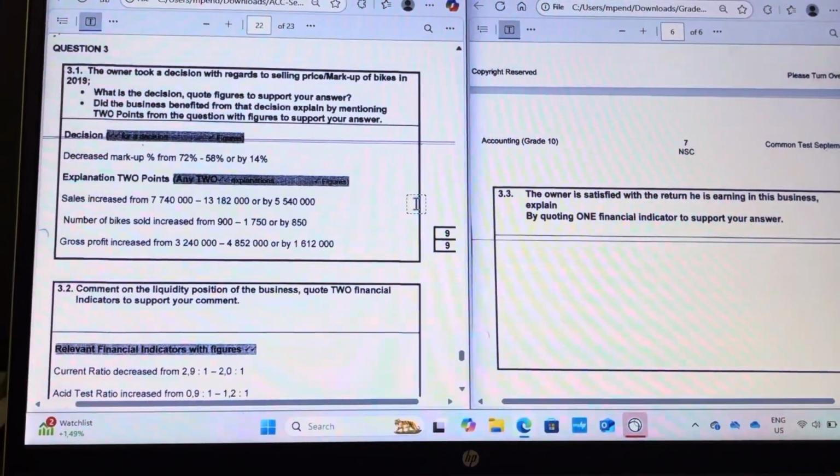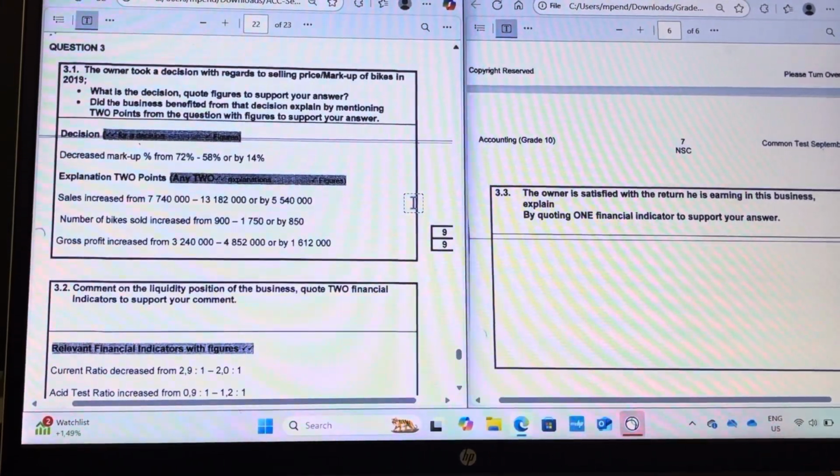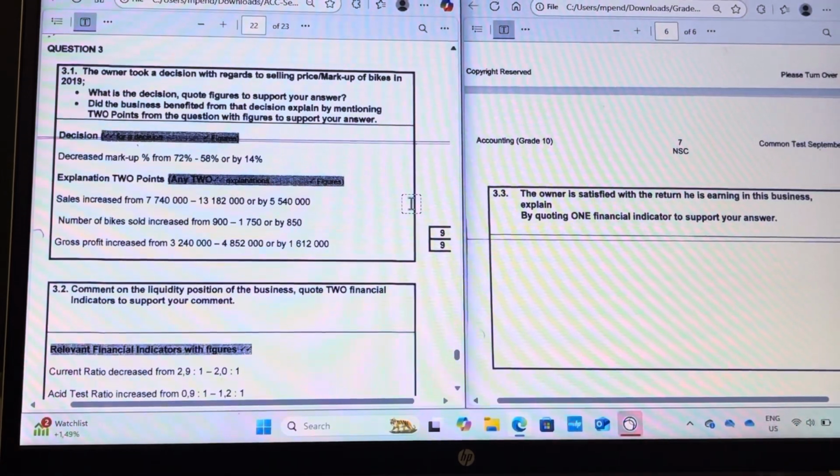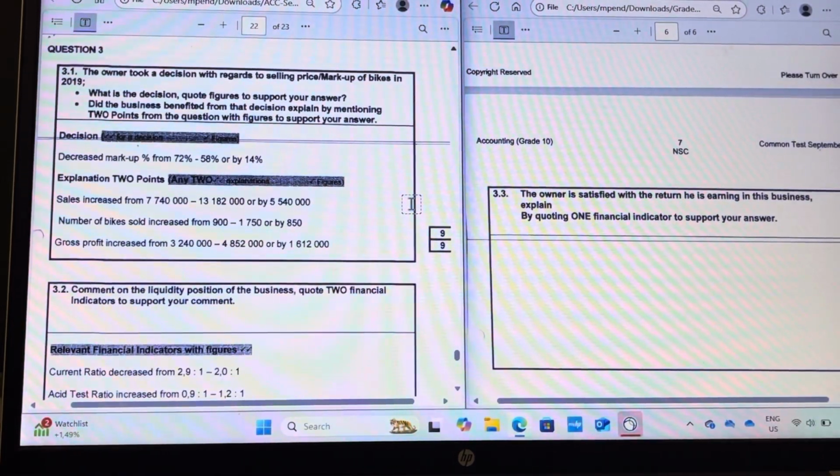So for this final part, guys, I have opened up the memo already. You can see the answers. I just want to explain the approach that you're supposed to take.